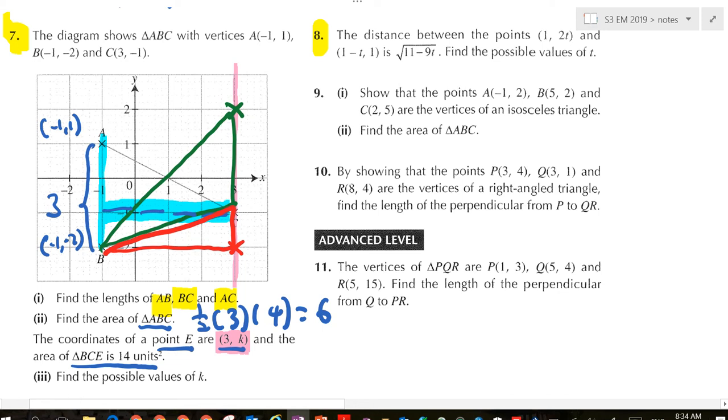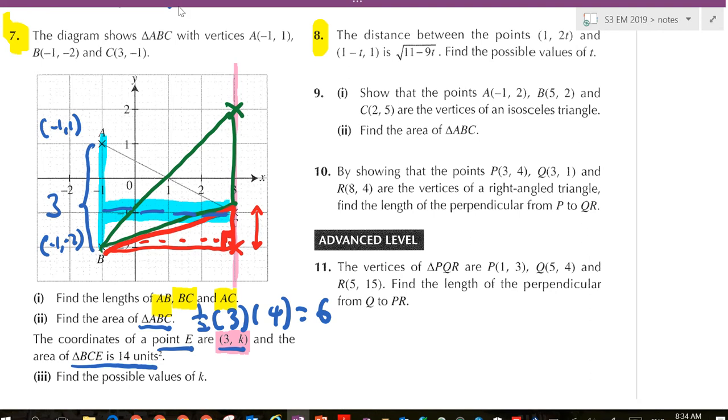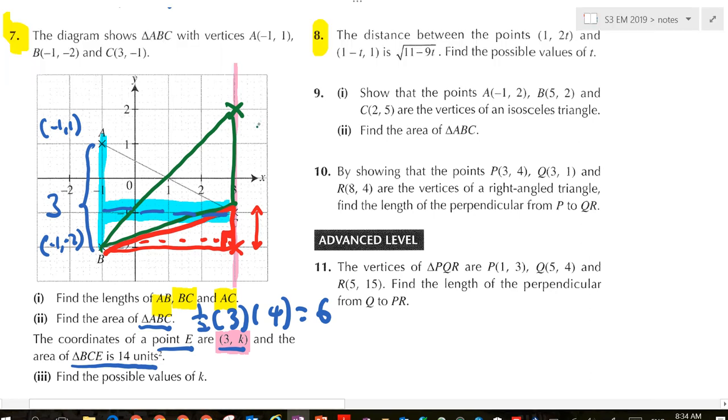Now, may I ask you, the green triangle and red triangle, is the base the same or the height the same? Is there one length that is the same? Let's look at the red triangle. Red triangle, the base, do you agree, is this? Is there a height? This is the height, right? Now, green triangle, where is the base? This is the base, right?